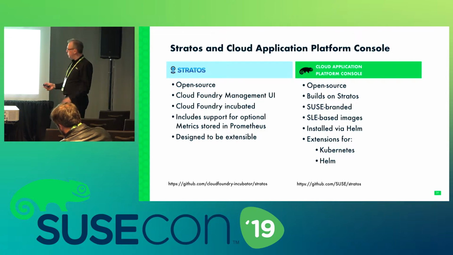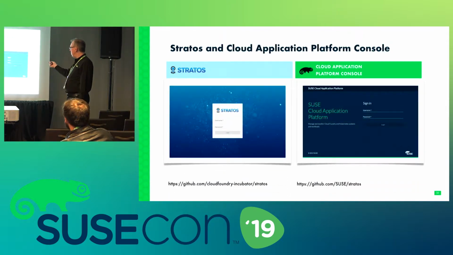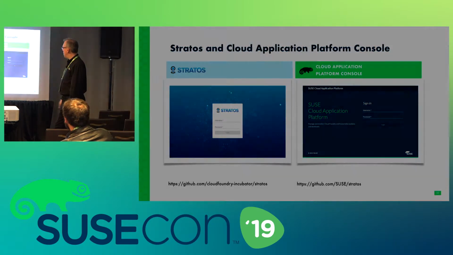Everything's 100% open source. It builds on Stratos. It's SUSE branded. We use SLE as the base images installed by Helm. And that's where we put the extensions for Kubernetes and Helm that I'll demonstrate. Just a quick nod. I'm going to demonstrate the one on the right, which is the SUSE version, but obviously the upstream version looks different because it has a different theme. So if you do try that one out, that's why it's a little bit different.